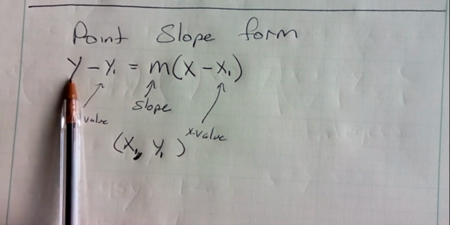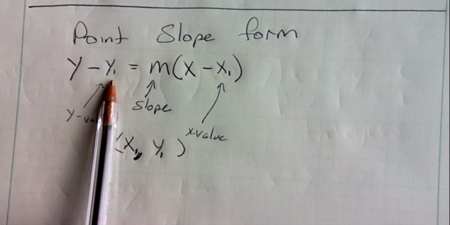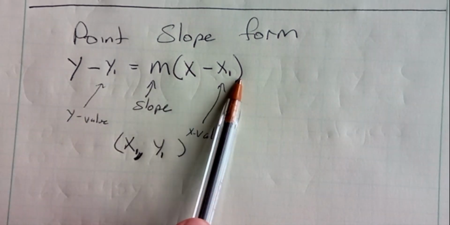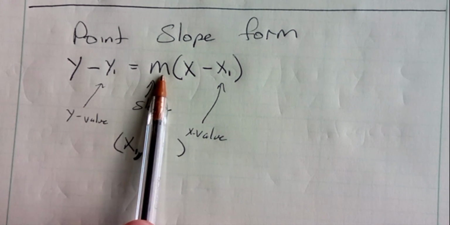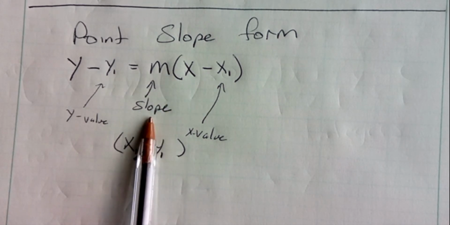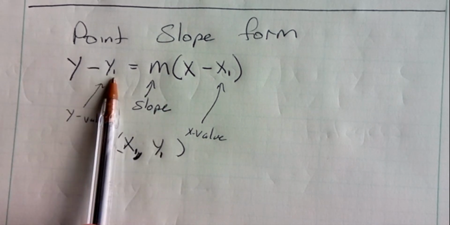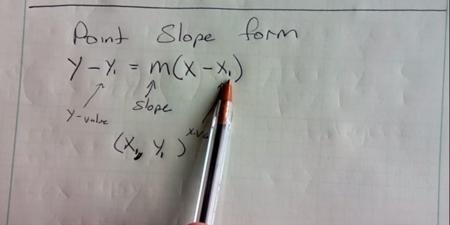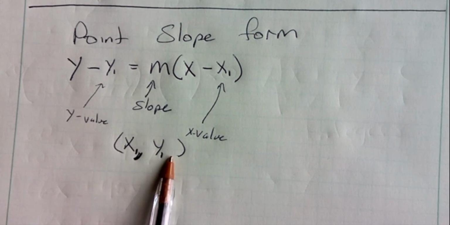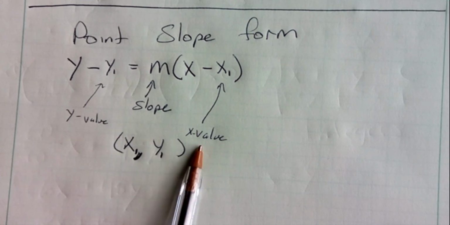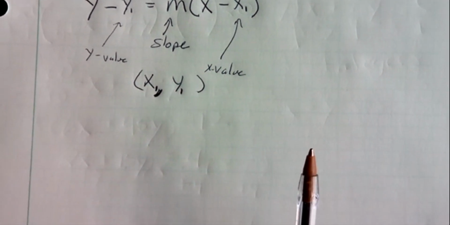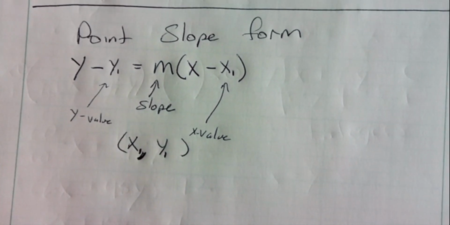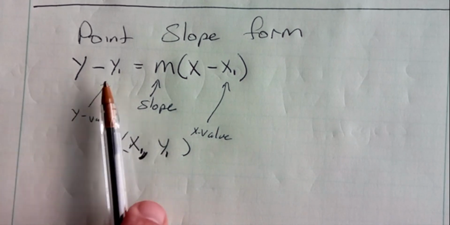Point-slope form looks like y minus y1 equals m parentheses x minus x1, where m, just like in slope-intercept form, is the slope, and this y with the little subscript of 1 and the x with the little subscript of 1 is a point, (x1, y1), that is on the line. As a quick example, if you need to, take a minute to write that down and think through what I just said about each step.